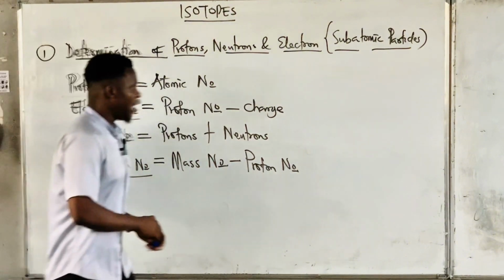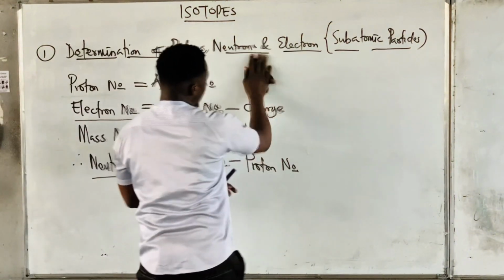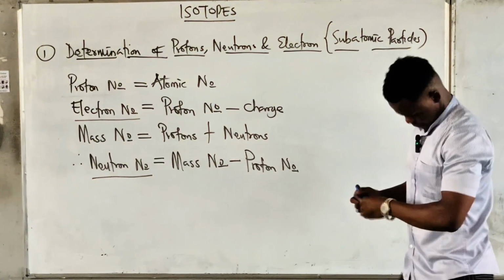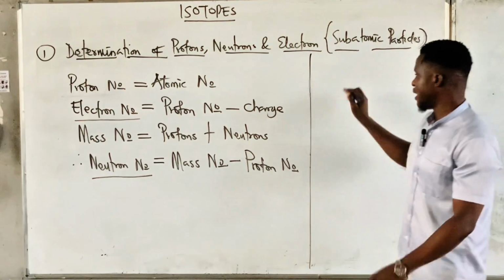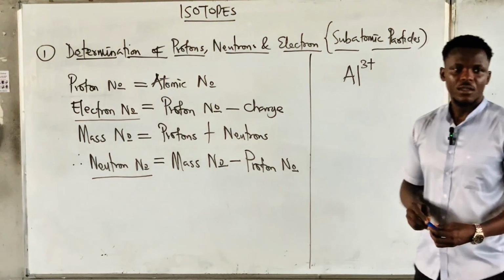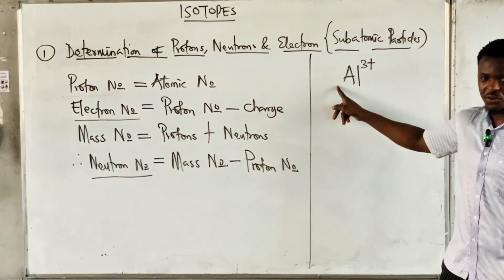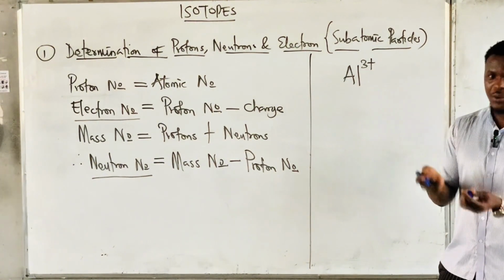Now let's look at these examples. Let me give us a sample before I clean this up. Let's say for example they gave us Al 3 plus. Most of the times they will not give you the atomic number and the mass number. Majority of times they'll always give it to you.